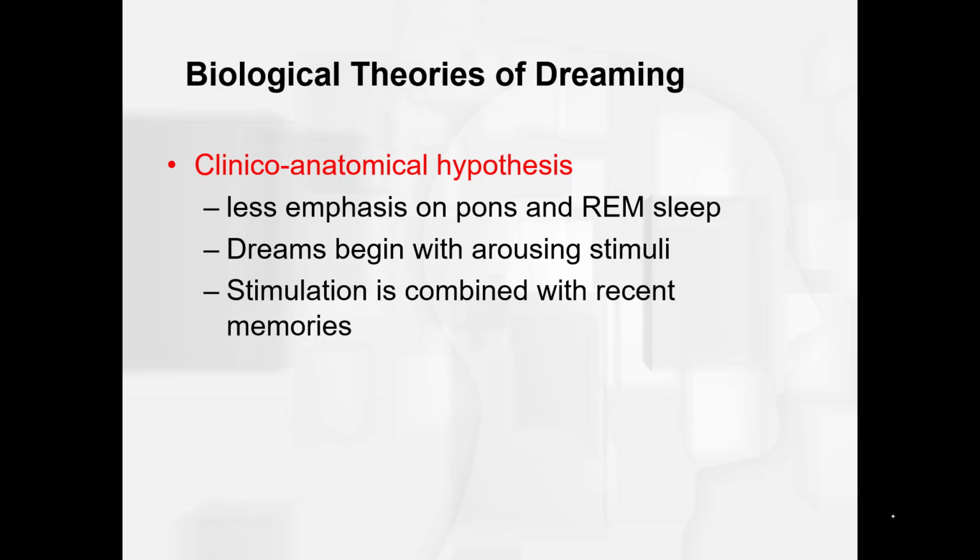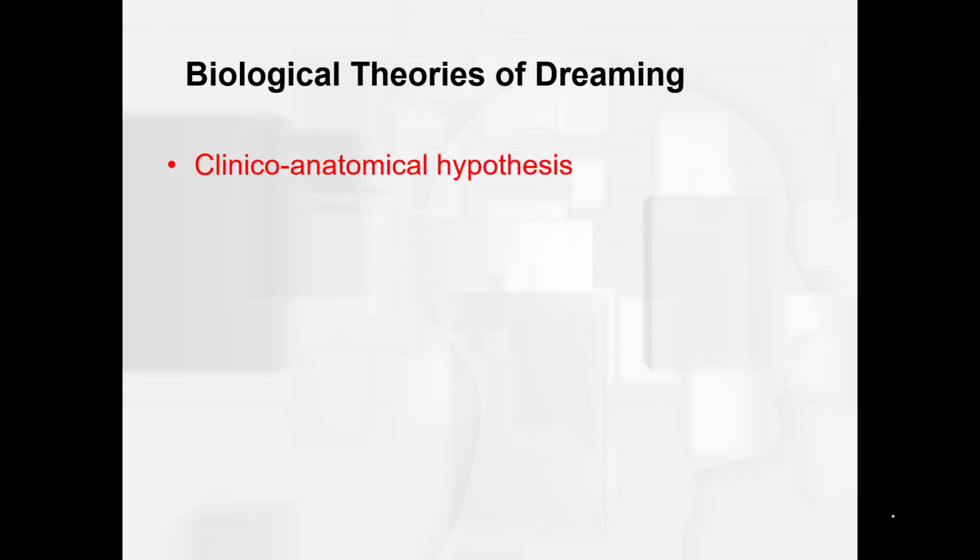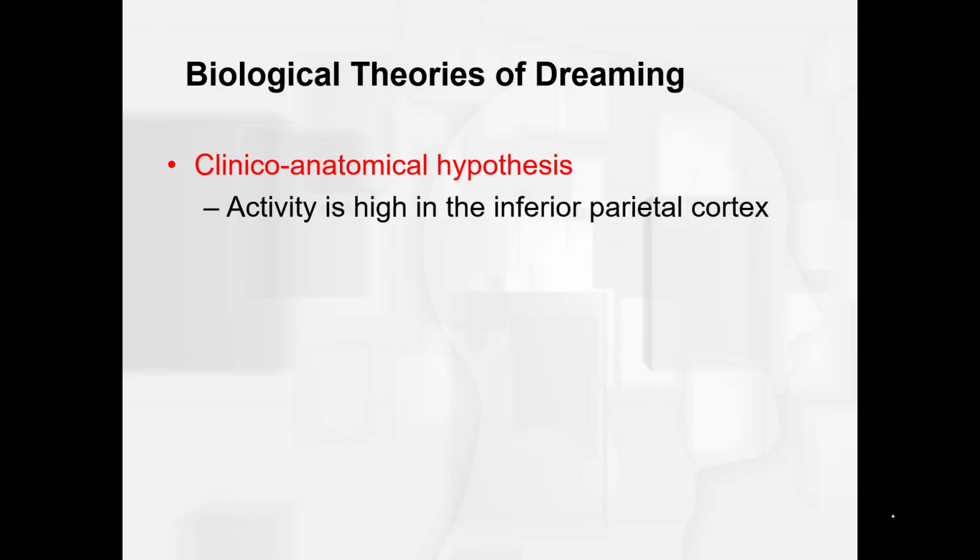So stimulation from the environment combined with our recent memories gets synthesized into a dream. Evidence to support this clinico-anatomical hypothesis is that we have high activity in the inferior parietal cortex, which is important for visual spatial information. If you remember, in an earlier video we talked about how this parietal cortex has a lot of activity, especially in REM sleep.